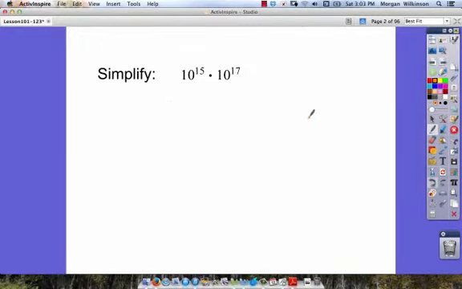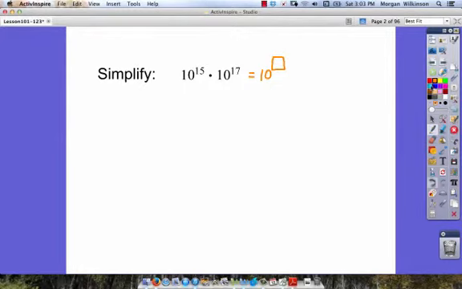Here we have 10 to the 15th times 10 to the 17th. Now this is an example of a problem where you wouldn't want to write out the full answer in expanded notation, because it's a huge number. So we could simplify it by saying this is going to be 10 to how many powers?